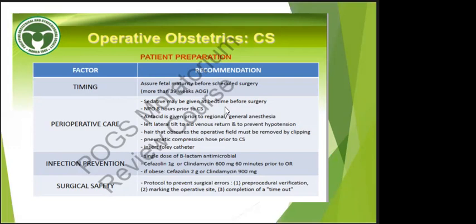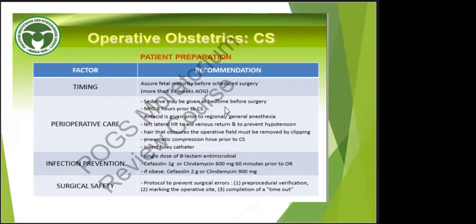The patient may be sedated before the surgery because some patients are anxious. Antacids may be given. You may tilt the mother to the left to prevent hypotension, especially if the patient has a very big abdomen, fetal macrosomia. Anesthesiologists would request the mother to be tilted on the left in order to prevent hypotension once the baby is delivered.